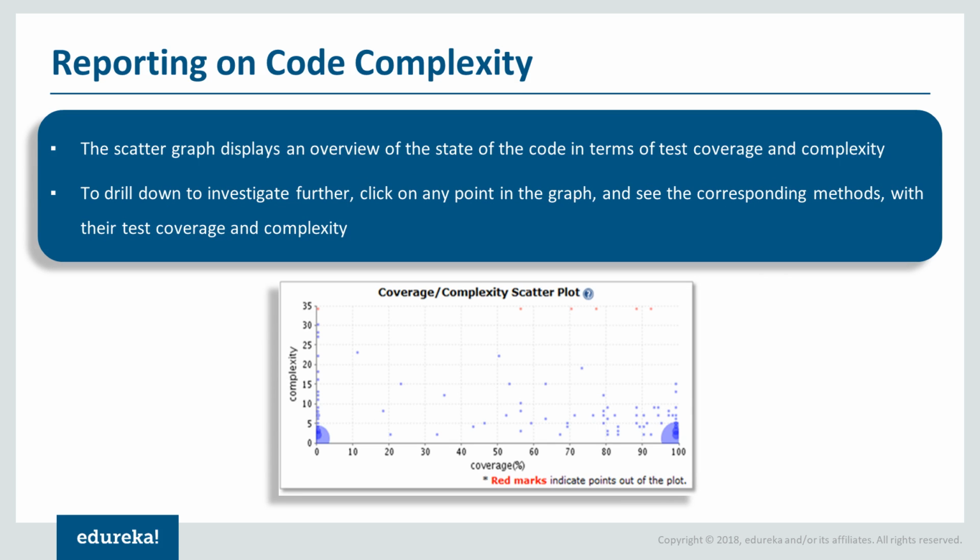And this one basically displays an overview of the state of the code in terms of test coverage and complexity. To drill down and investigate further, you can click on any point in the graph and see the corresponding methods with their test coverage and complexity. So this is a clickable graph where, once you click, it will tell you which test has been done there and what exactly the result is. And you can go ahead and check out all those details.